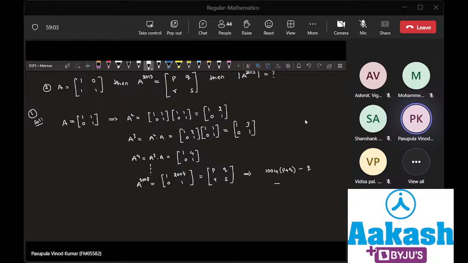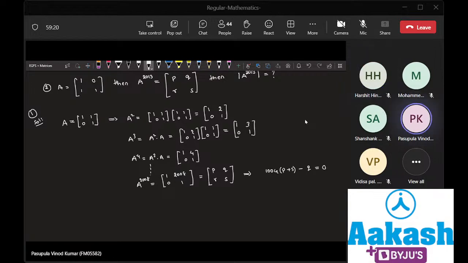What is this equal to? P plus S minus Q. This is P plus S minus Q. So what is it equal to, 0 or not? Yes, sir. Right? So this is it.